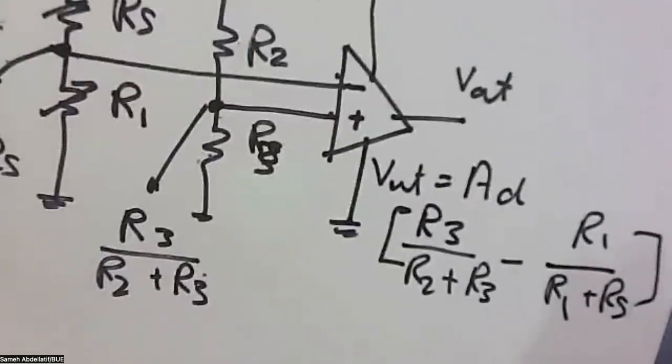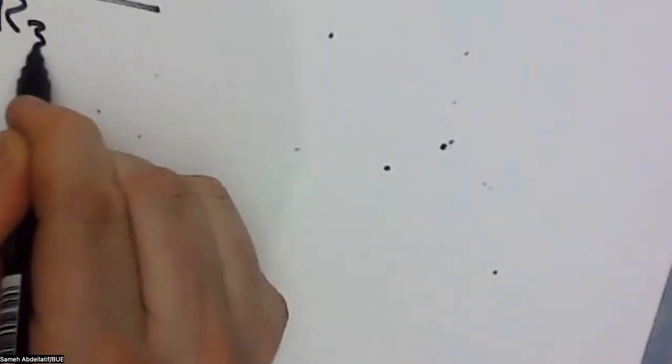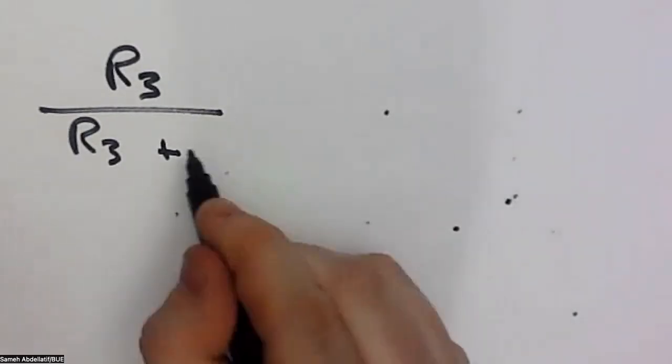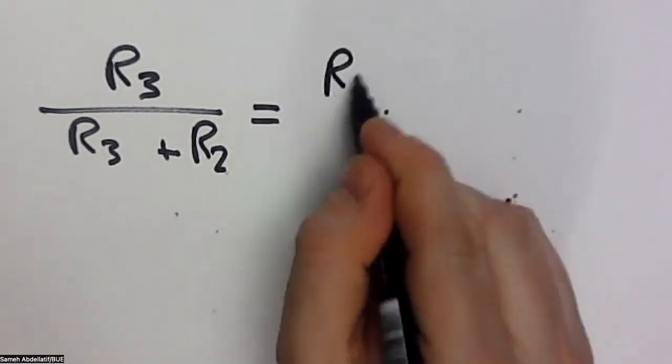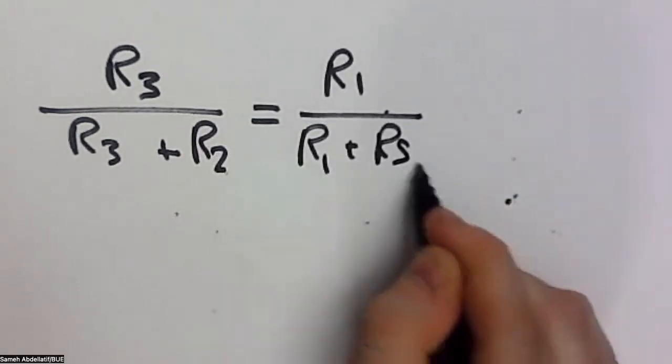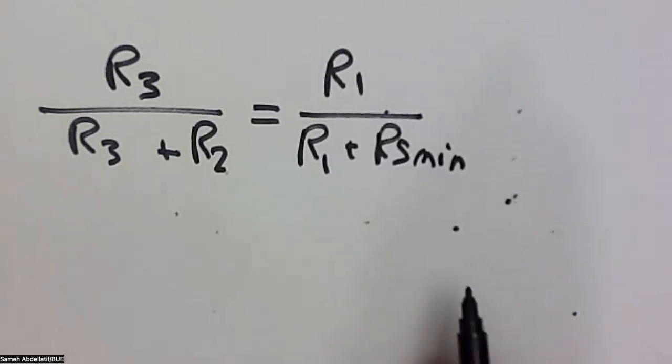So simply, if I need this circuit to work from 0 to 15 volts, for example, then what I would do is, first, set R3 over R3 plus R2 equal to R1 over R1 plus RS minimum. If I make this condition, the output voltage will be equal to 0 when RS is at its minimum. And then I need the maximum to be 15.